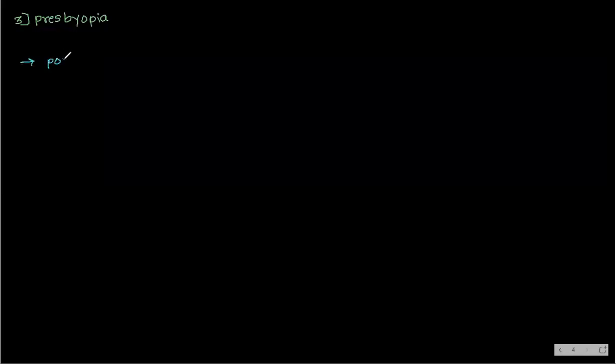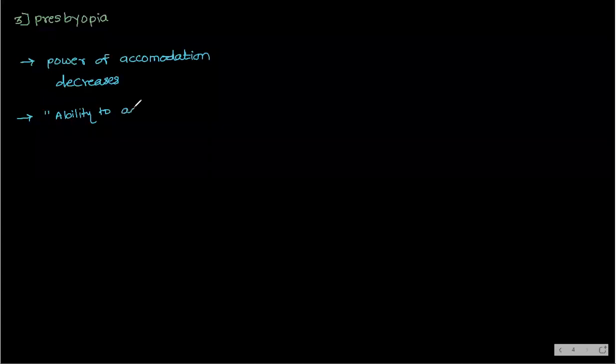Power of accommodation decreases. What is power of accommodation? Power of accommodation means ability to adjust focal length via ciliary muscles.